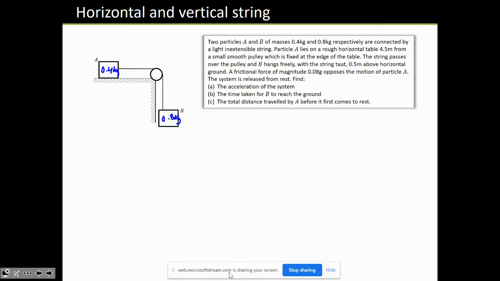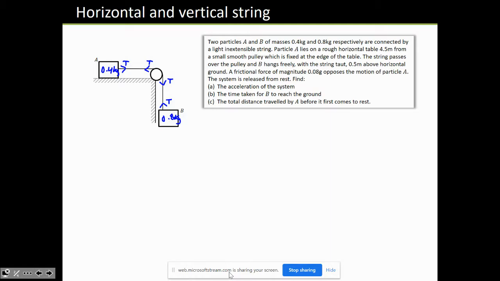Connected by a light inextensible string, which means the tension in the string is the same all the way through. So the tension on the pulley is the two next to the pulley. The tension on block A is the one on the left. The tension that's affecting block B is the one at the bottom.